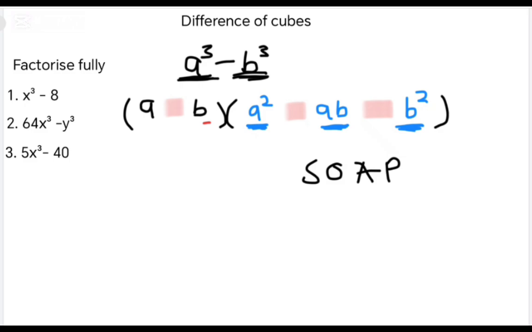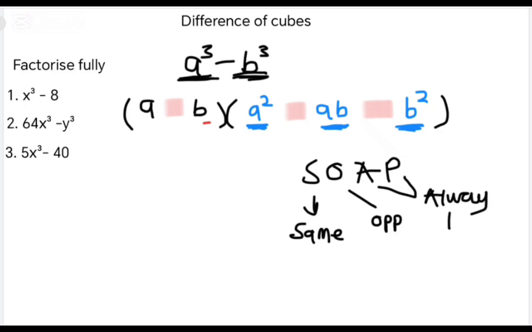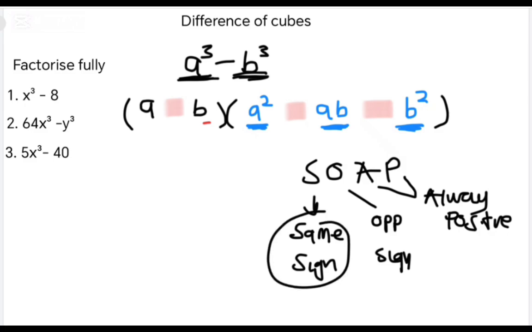So the SOAP, what does the SOAP mean, guys? The S stands for the same sign, and the O stands for the opposite sign, and the A and the P stand for always positive. Same sign and opposite sign. Perfect. So what do we mean when we say same sign?